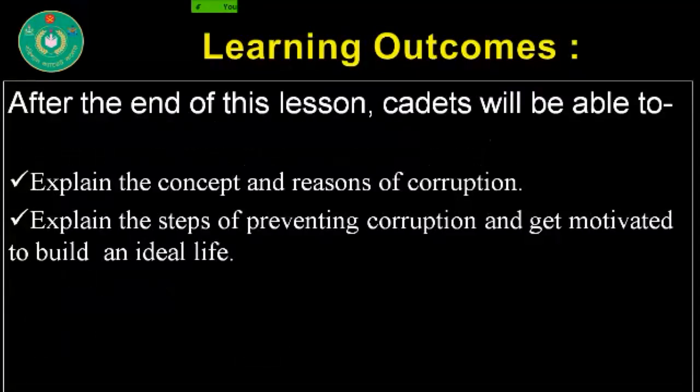Learning outcomes. After the end of this lesson, cadets will be able to, first of all, explain the concept and reasons of corruption. Number 2, explain the steps of preventing corruption and get motivated to build an ideal life.